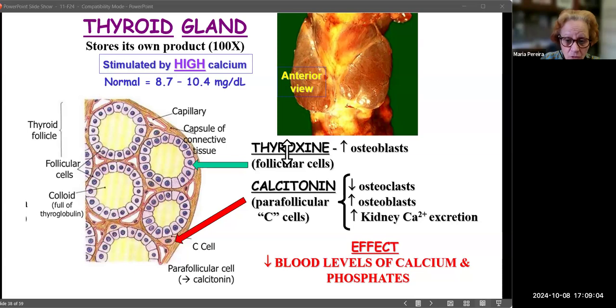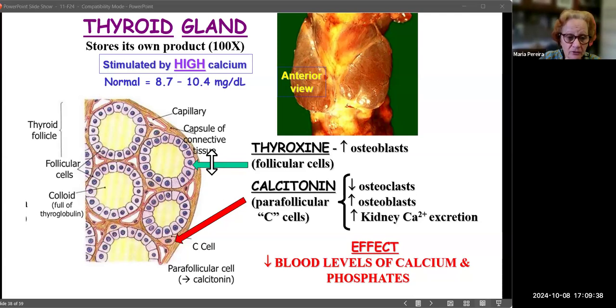So what does this hormone do? It increases the activity of osteoblasts. Then these other cells that are outside the follicles are known as parafollicular cells, and they release calcitonin. What does calcitonin do? It does more than thyroxine. It also increases osteoblast function, it decreases osteoclast function, and it increases the excretion of calcium by the kidney.